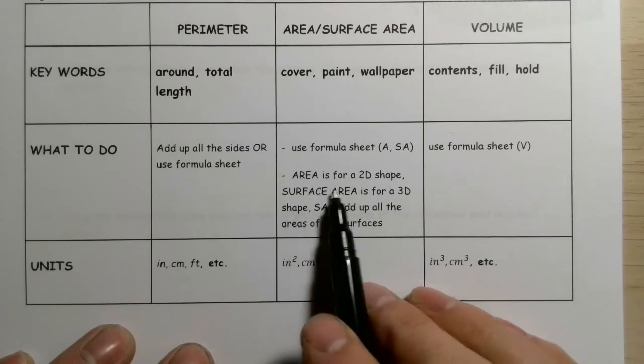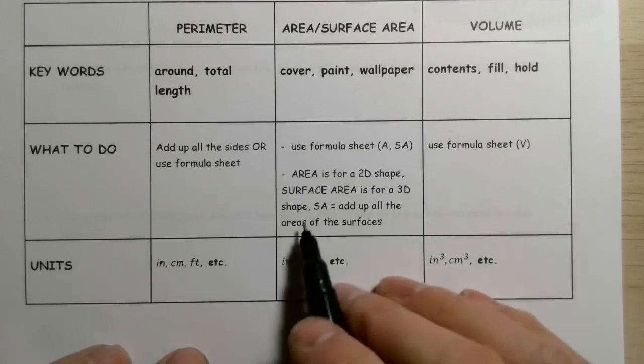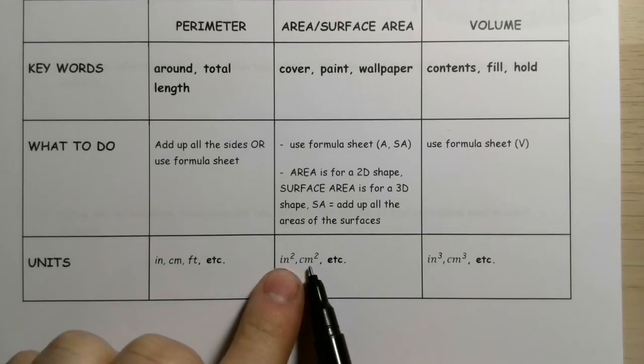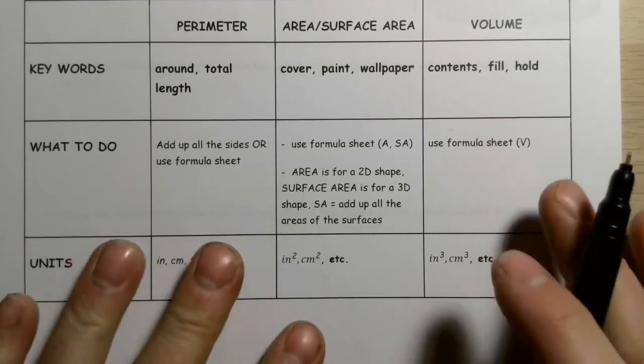Okay, area is for a 2D shape. Surface area is for a 3D shape. And remember that for that 3D shape, your surface area, you're probably going to just split it up into all its individual sides and then add those up. And we're dealing with square units, the same linear units, just squaring them now.